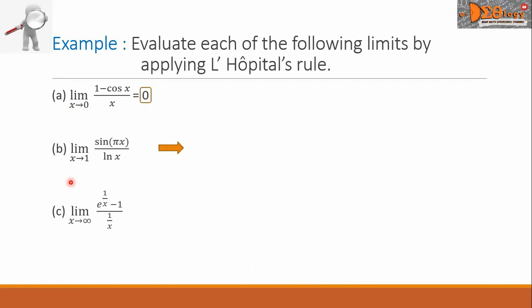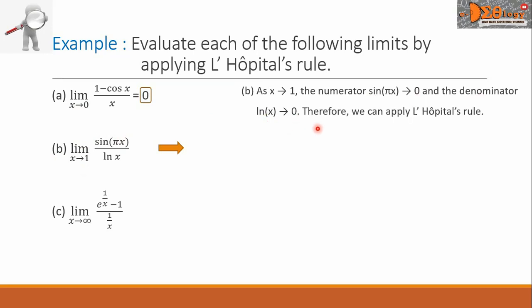Let us have problem B. This is the limit of sine of pi x over ln x as x approaches 1. As x approaches 1, the numerator sine pi x approaches 0 and the denominator ln x approaches 0. Therefore, we can apply L'Hôpital's rule. Let us copy this problem again, and then by L'Hôpital's rule, we will take the derivative of the numerator and denominator respectively.